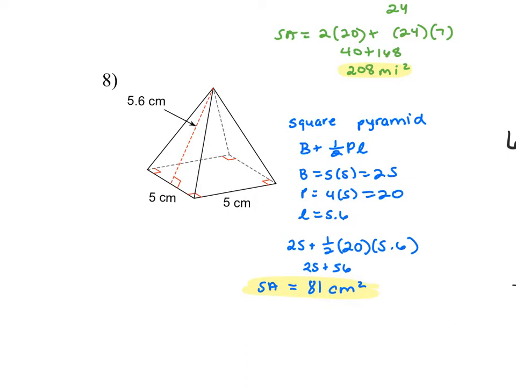So this one we could just do the area of the base plus the lateral area because it's a regular pyramid. When it's a regular pyramid, meaning a square on the bottom or an equilateral triangle, we can use the formula.